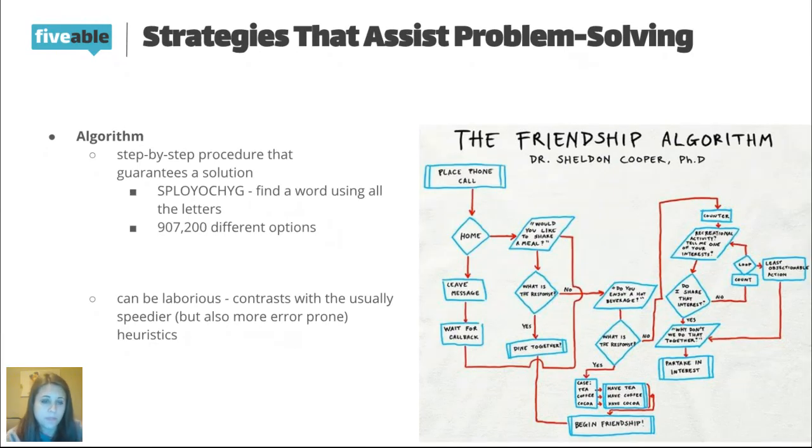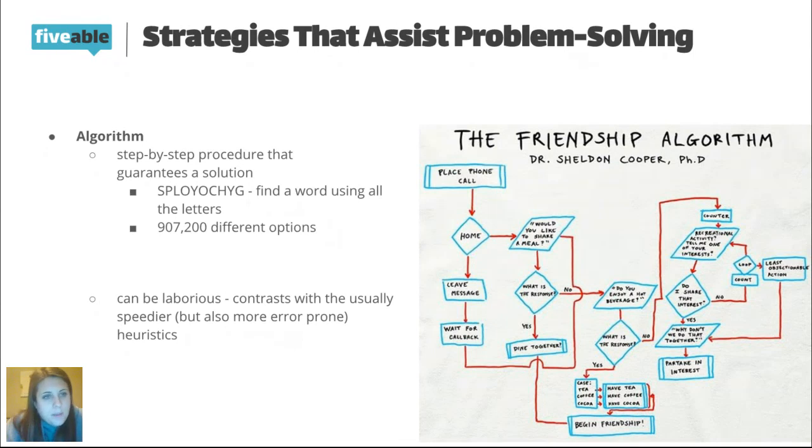So if I put those letters there, SPLOYOCHYG, in front of you and told you to use an algorithm to solve it, there are 907,200 different ways that those letters could be combined. Eventually, you would unscramble it and make it into a word, but it could take you 907,200 different tries. So yes, it's a step-by-step procedure. It guarantees a solution, but it's time-consuming. And what those letters unscrambled is actually psychology. I've seen that in textbooks, so maybe you saw that in your textbook.